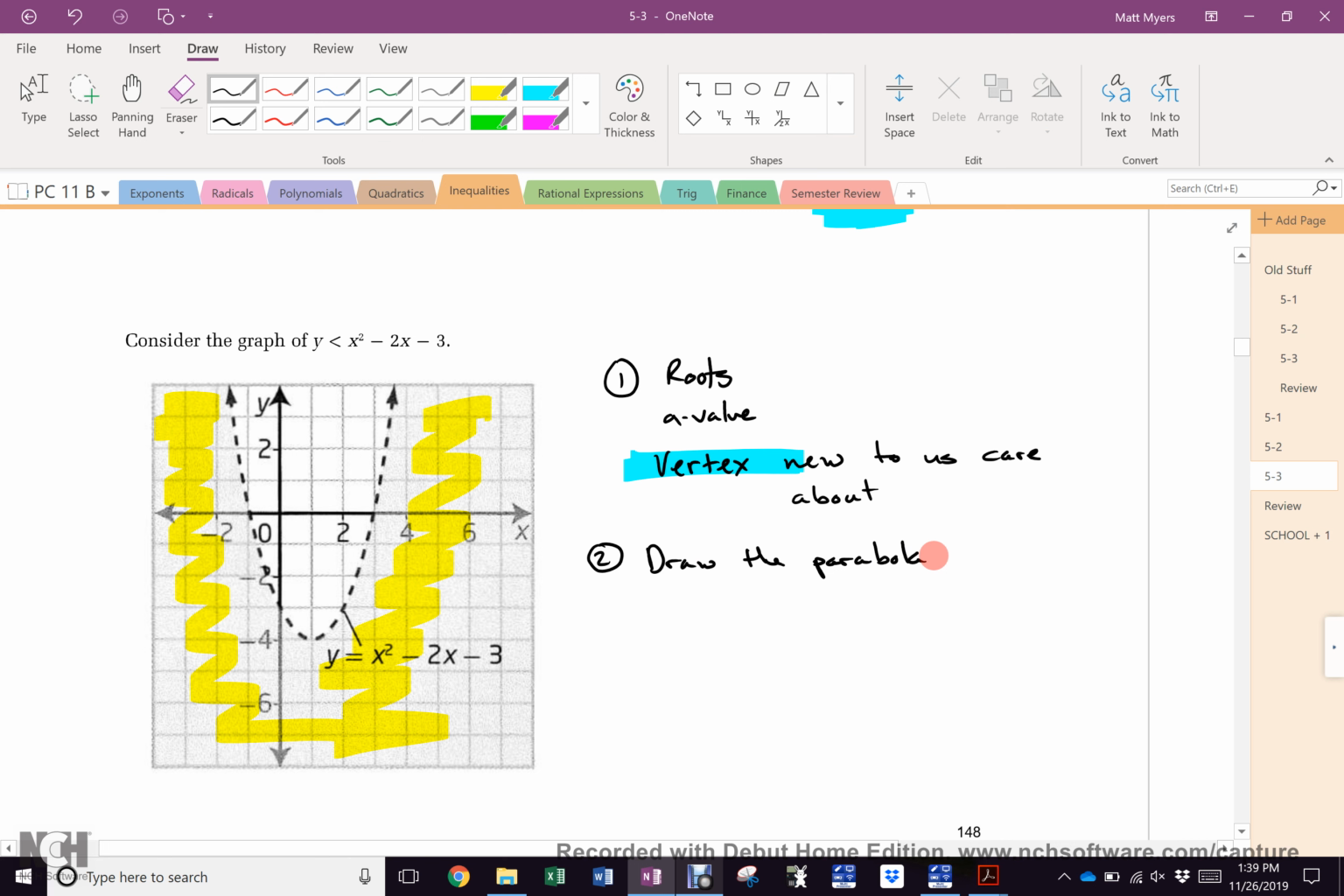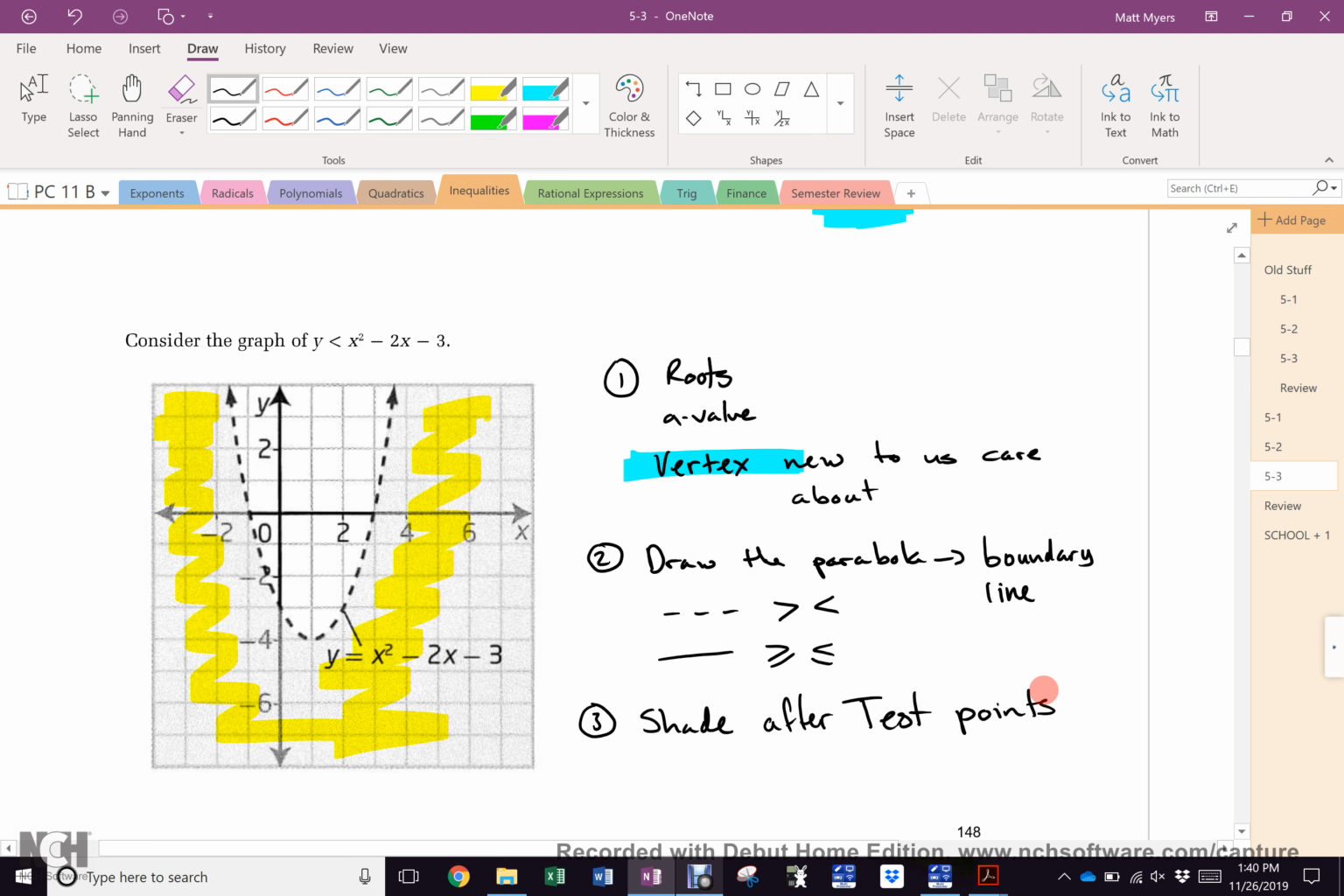Now, you guys are smart young people. When it was a linear inequality, the line was the boundary line, yes? Well, the parabola is now the boundary line. Dotted, when it's greater than or less than. Solid, it's greater than or equal to, less than or equal to. And then what is the third thing I must do to complete a graph of an inequality? I must shade. How do I know where to shade? Shade after test points. Everybody good? That's all you got to do for these.